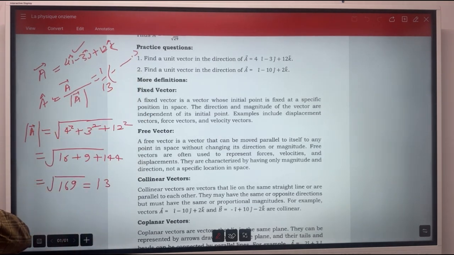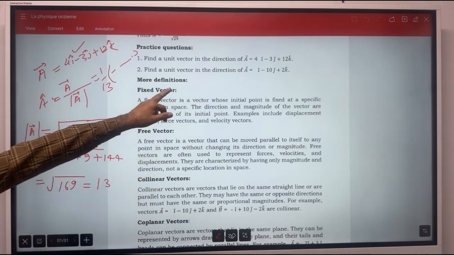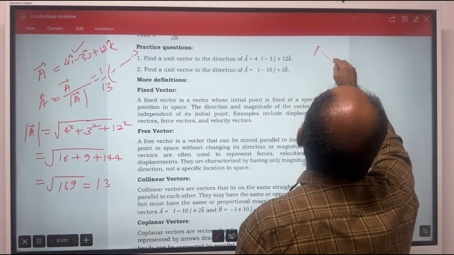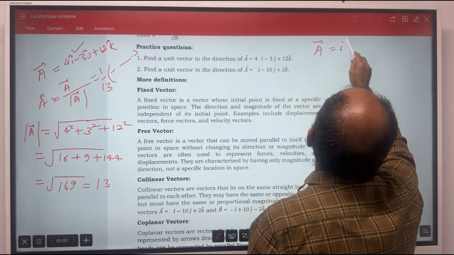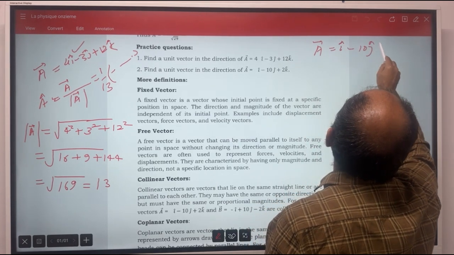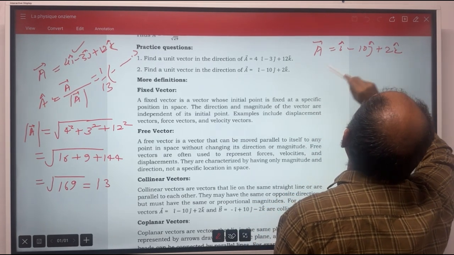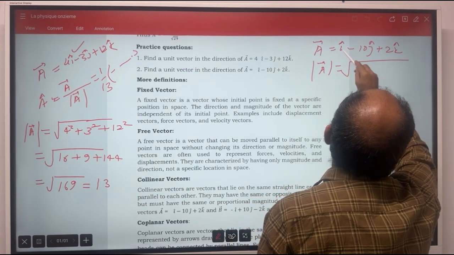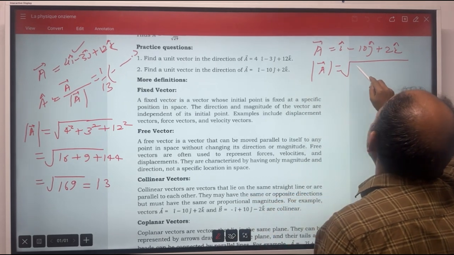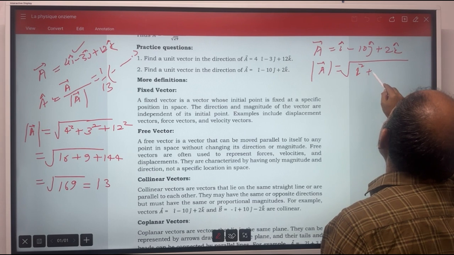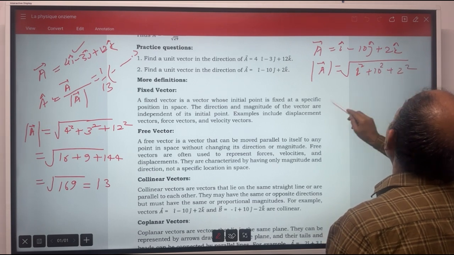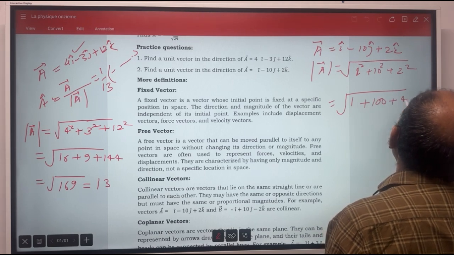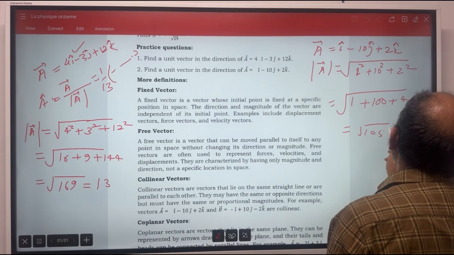There is another question. Find a unit vector in the direction of A equal to i cap minus 10j cap plus 2k cap. Same thing you can do here. Just take vector A, i cap minus 10j cap plus 2k cap. Now you have to find out modulus of vector A. For this, just write the sum of squares of coefficients. So 1 square plus 10 square plus 2 square. So 1 square is 1 plus 100 plus 4, this is root 105.